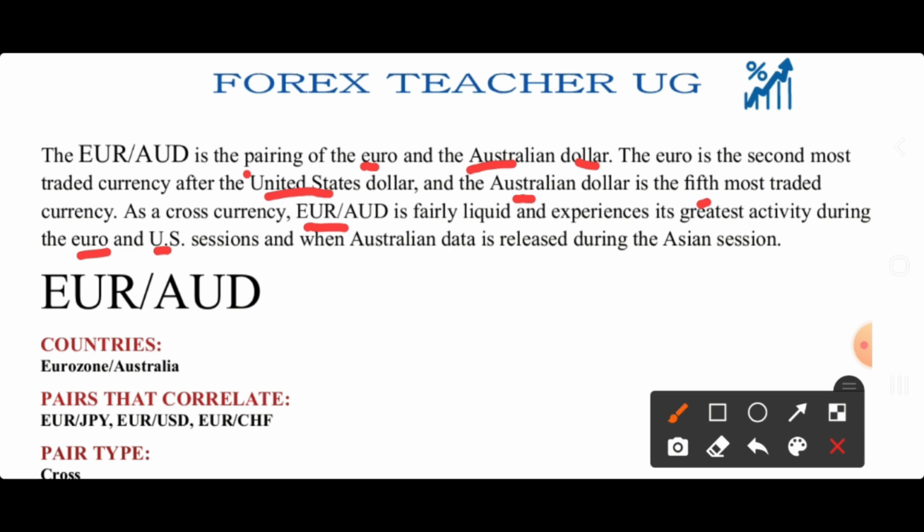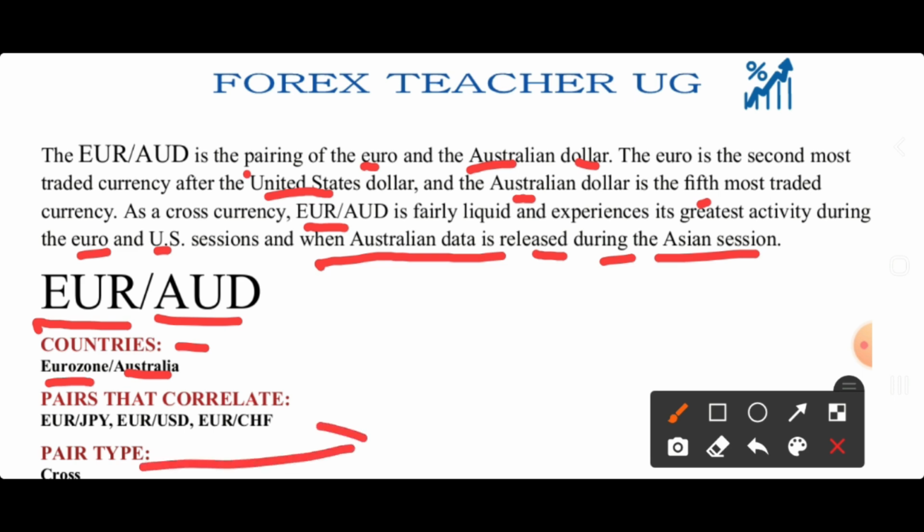Time sessions we shall cover later, and also see how you can time your sessions according to the country that you are in. When the Australian data is released during the Asian session, it normally happens late at night in the country where I am. Let's look at the countries. The euro is in the eurozone, with many countries including Germany and France, and all those countries that use the euro. Then we have Australia. The pairs that they correlate with are Euro JPY, Euro USD, and Euro CHF, and the pair type is a cross pair.